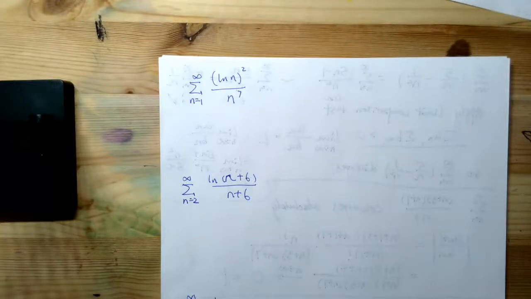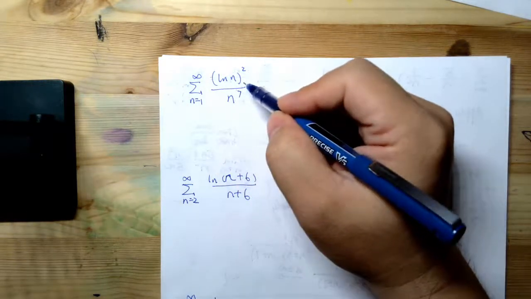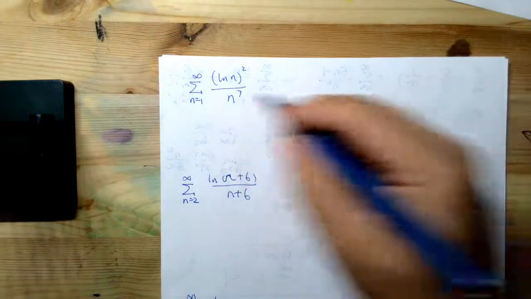Okay, so now let us look at another three examples regarding series. Look at the first one, (ln n) squared over n to the power 7. For this problem, there is a little bit tricky part. That is ln, the logarithmic function.